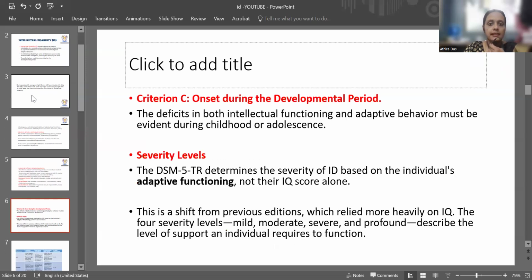The third criterion is onset during the developmental period. The deficits in both intellectual and adaptive functioning must be evident during childhood or adolescence. Severity levels are now associated more with adaptive functioning than the IQ score alone. This is a shift from previous editions, which relied more heavily on IQ. Currently, we have four severity levels: mild, moderate, severe, and profound, which describe the level of support the individual might require.